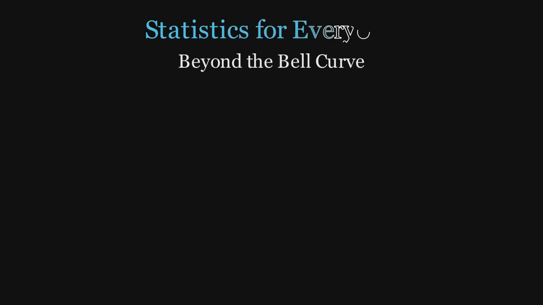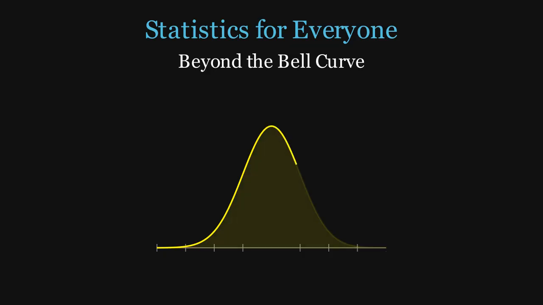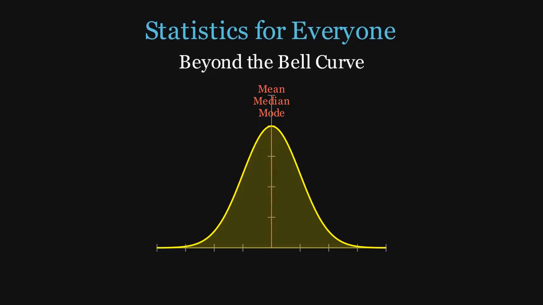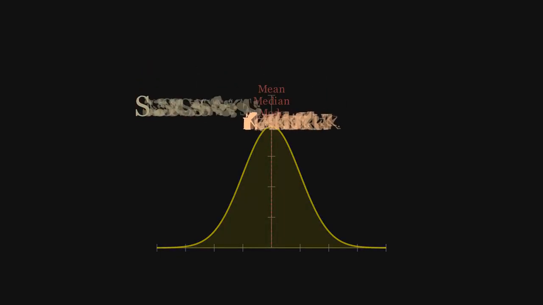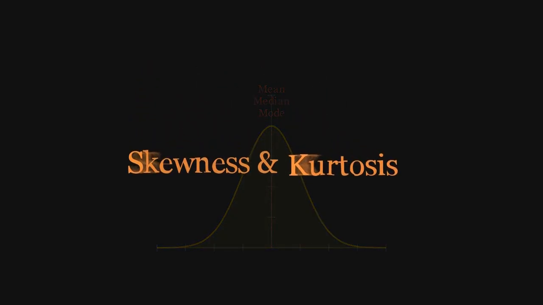Welcome to Statistics for Everyone, Beyond the Bell Curve. Most of us are familiar with the famous normal distribution, the symmetric, bell-shaped curve where the mean, median, and mode all meet in perfect harmony. However, the real world is rarely that perfect. In finance, biology, and social sciences, data often leans to one side or exhibits extreme outliers. Today, we explore skewness and kurtosis, the two metrics that tell us exactly how abnormal our data is.